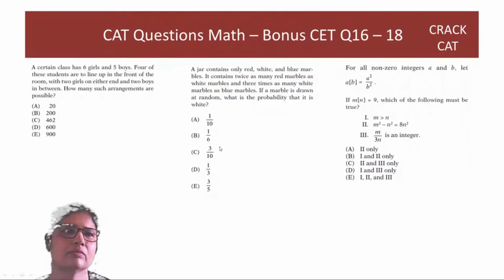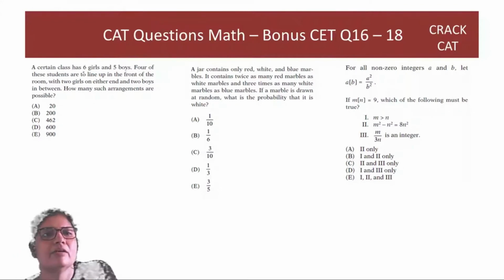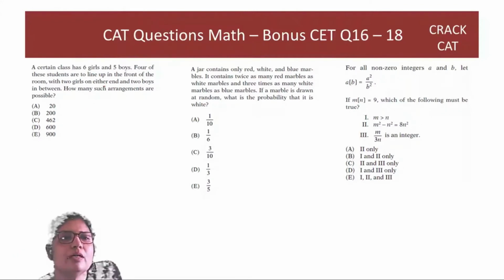16th. A certain class has 6 girls and 5 boys. 4 of these students are to line up in the front row with 2 girls on either end and 2 boys in between. How many such arrangements are possible? So girl, boy, boy, girl.